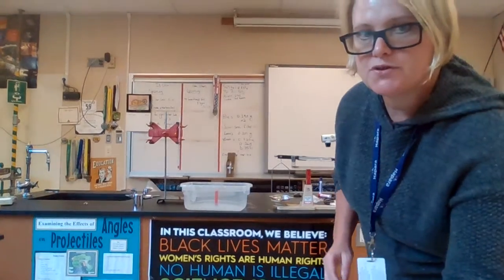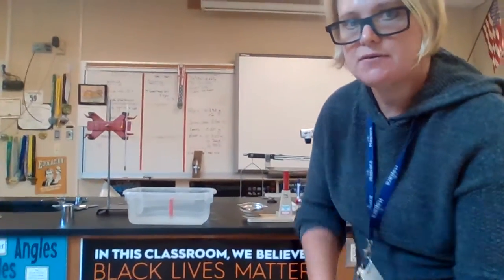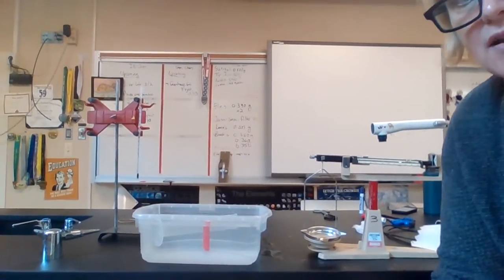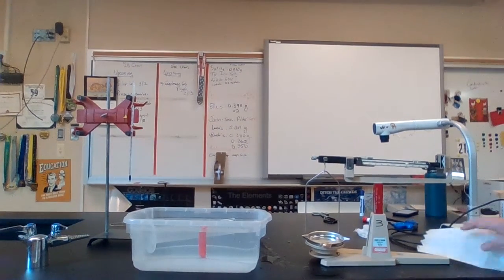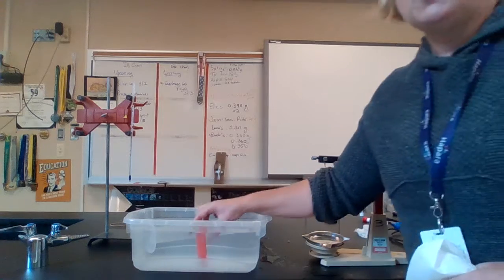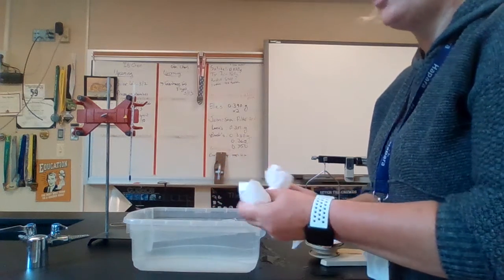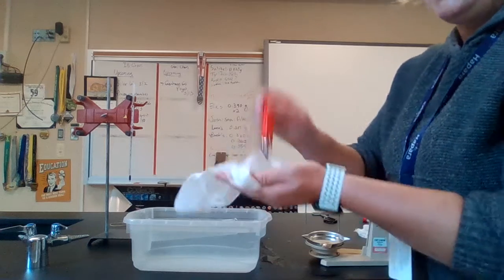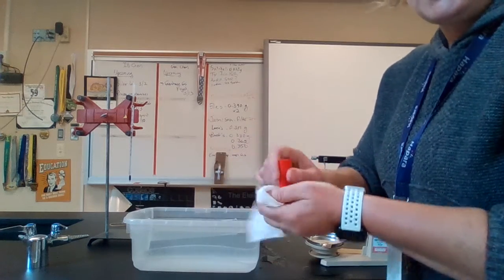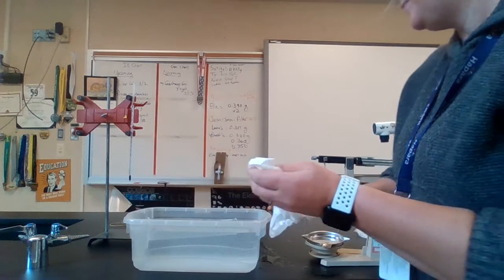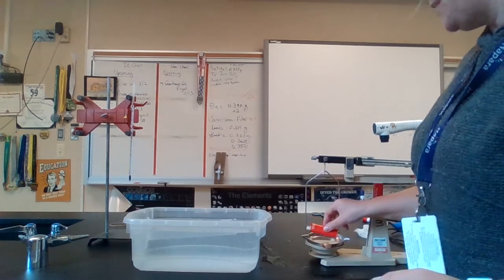I'm going to walk through the procedure that you will see on Schoology. First thing I'm going to do is pull my lighter out of the water and dry it as much as possible. I'm going to tap it upside down so I get all the water out, and I'm definitely going to keep it nice and dry. I'm going to take its mass here.